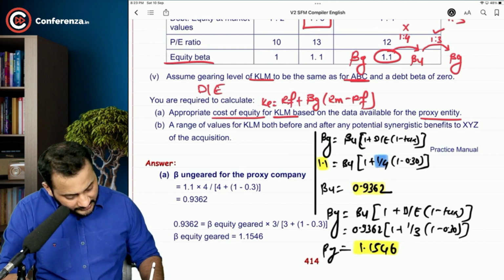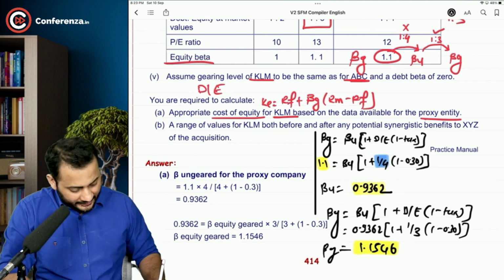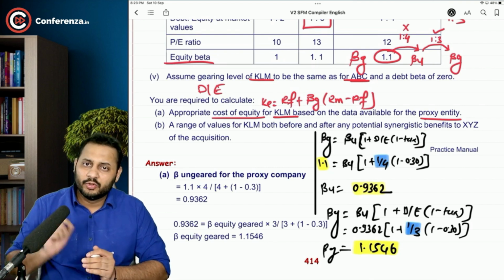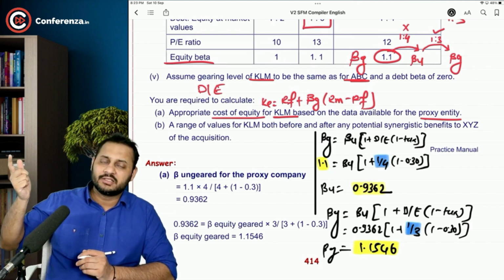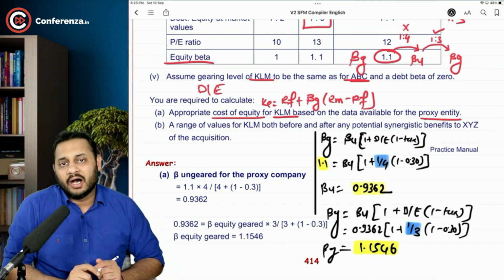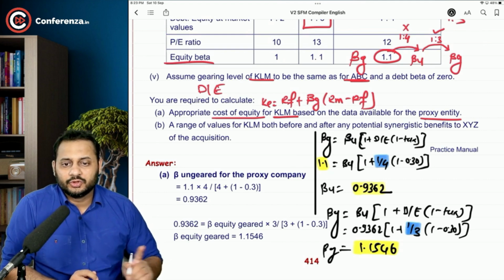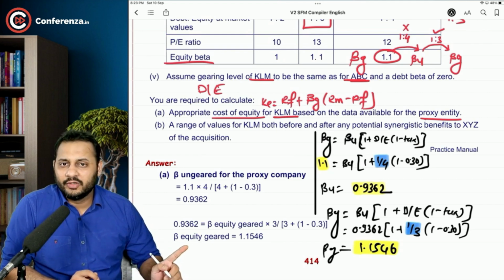See, we removed this part of 1:4 and added 1:3 in the beta. That's it. We wanted to remove someone else's debt equity risk and then add our debt equity risk. So the new beta that we can use is 1.1546.